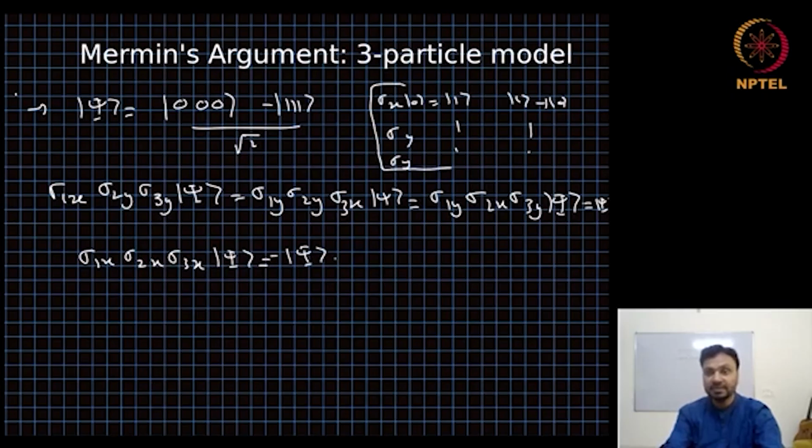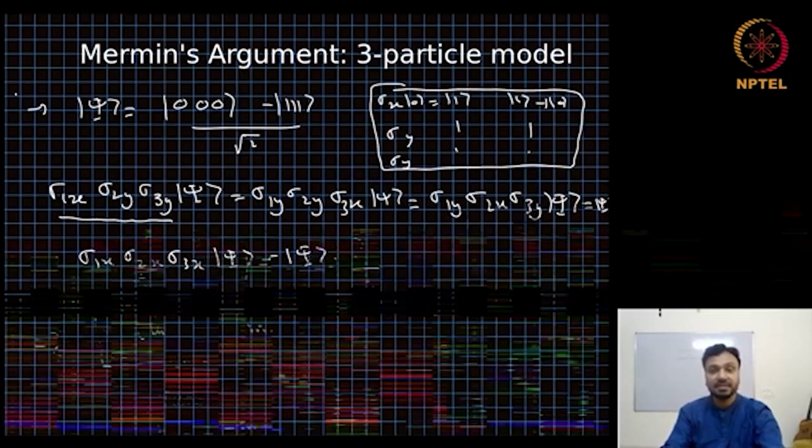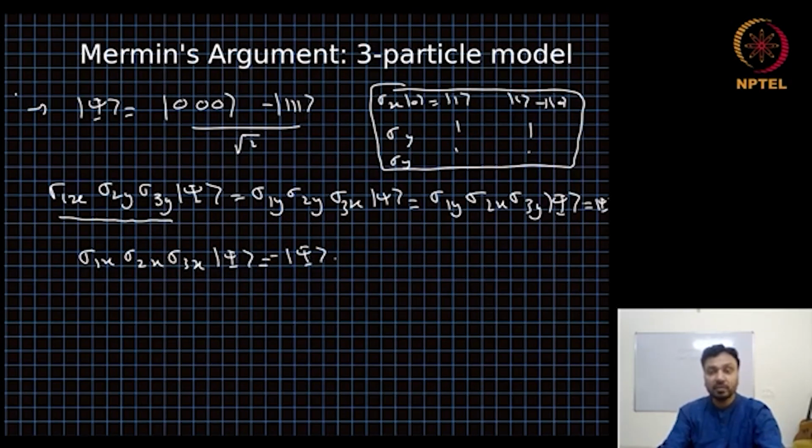Using those relations, we can verify this claim that sigma 1x, sigma 2y, sigma 3y acting on psi is the same as sigma 1y, sigma 2y, sigma 3x, and sigma 1y, sigma 2x, sigma 3y. All of them acting on the state psi will give us the state psi. But sigma 1x, sigma 2x, sigma 3x acting on psi will give us minus psi.